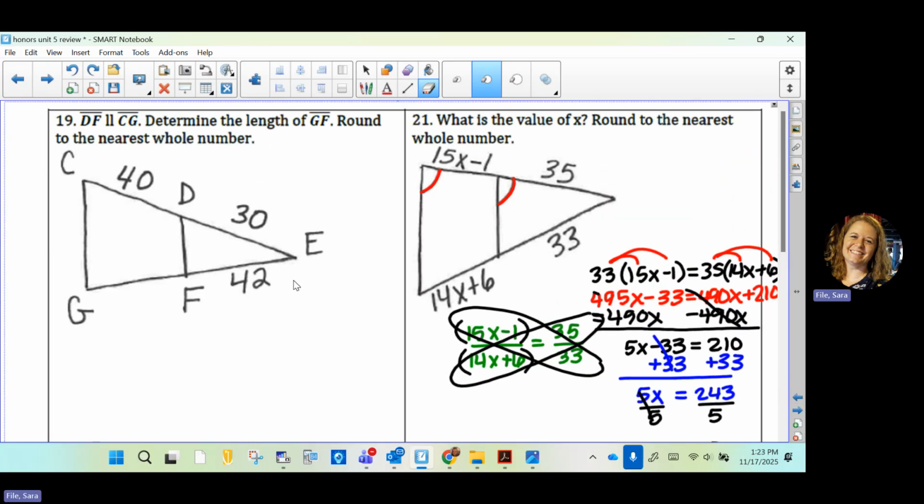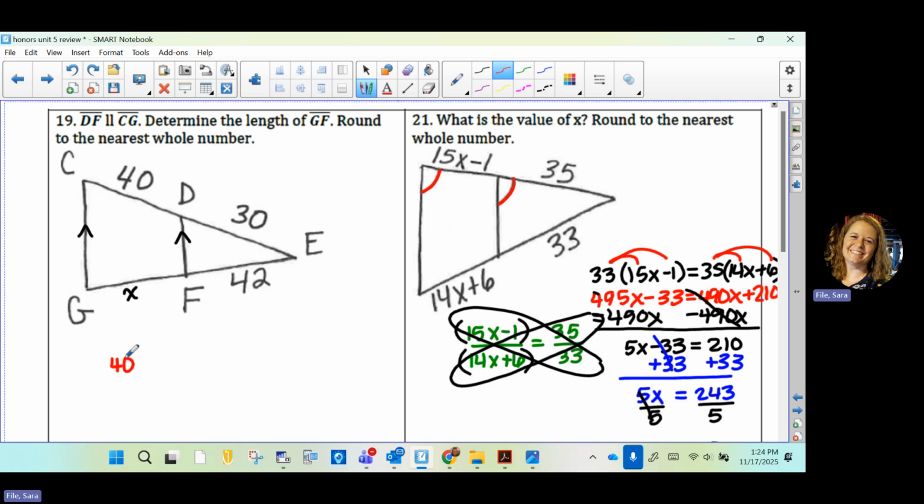So 19 says DF is parallel to CG. So I know when we have a parallel line cut through a triangle, it divides the sides it intersects proportionally. Okay, so 40 is to 30 as GF is to 42, right? They want us to find the length of GF. I'm just going to call it X.